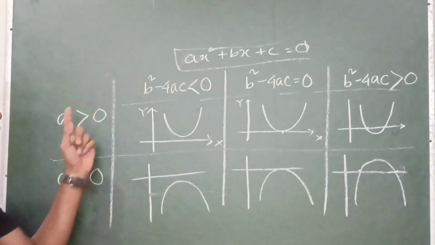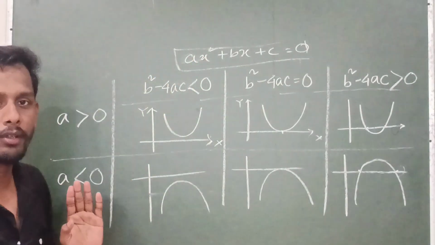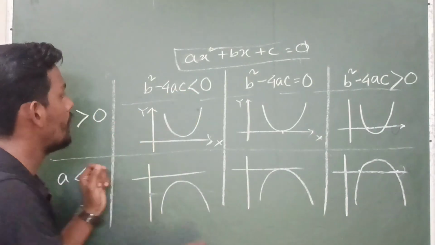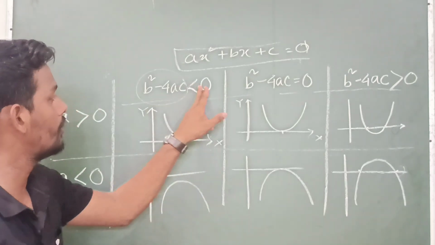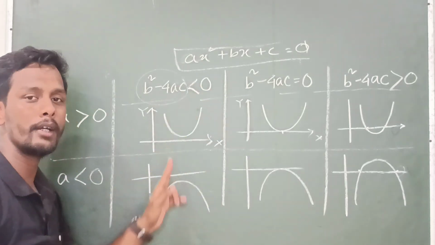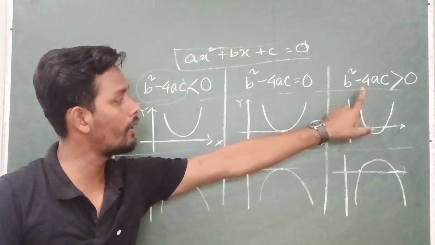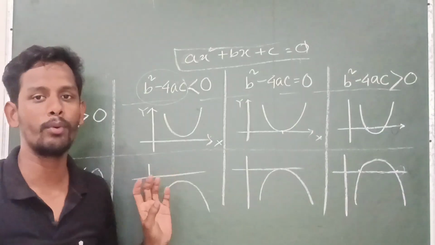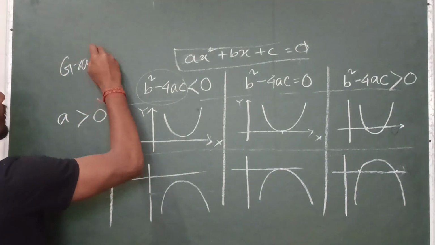It depends on the coefficient a of x square, which may be greater than 0 or less than 0, and also depends on the discriminant which we get from the quadratic formula, b square minus 4ac. So this is the graphical representation of the quadratic equation.